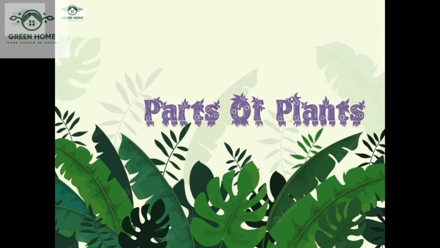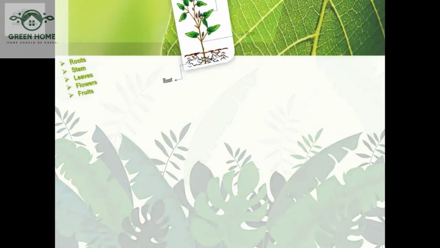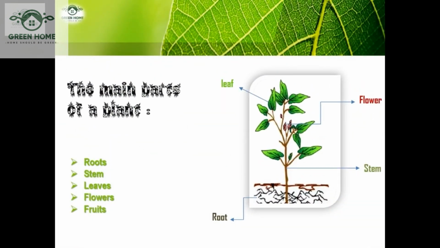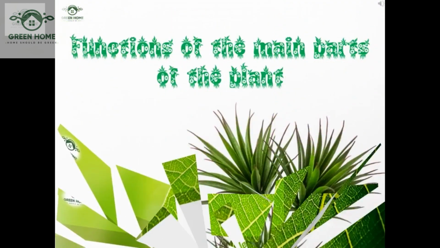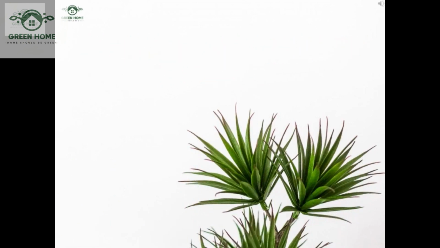Parts of plants. The main parts of a plant: roots, stems, leaves, flowers, fruits. Functions of the main parts of the plant.